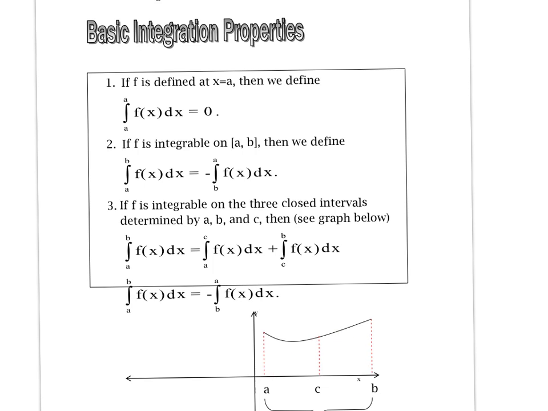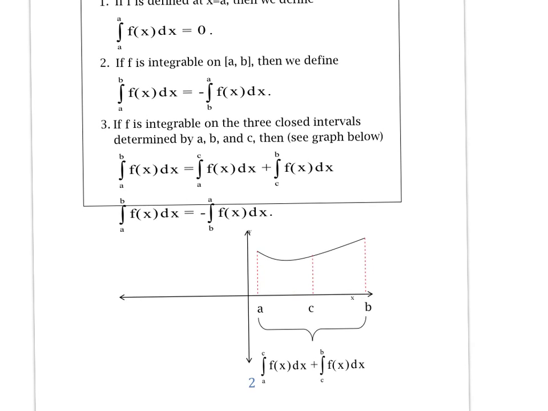So look at this picture here below for this next one. It says on 3 closed intervals. So imagine it goes from a to b is the whole interval, a to c is this first part, and c to b is the second part. All they're saying here is that if you add up this area and you add up this area, it should equal the whole area. And that makes sense, right? That these two areas combine to make the whole thing.